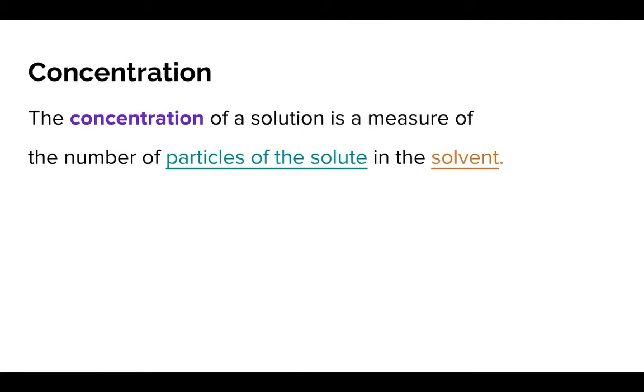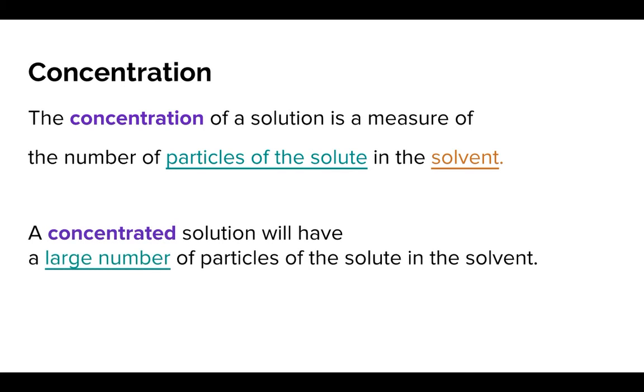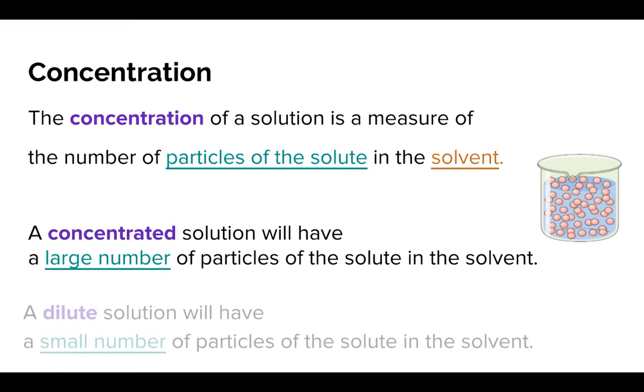It is the measure of the number of particles of the solute that are dissolved in the solvent. A concentrated solution is going to have a large number of particles of the solute dissolved within the solvent. As you can see here, the red solute particles are dissolved in the solvent, which in this case seems to be water, and there are quite a large number of those red particles.